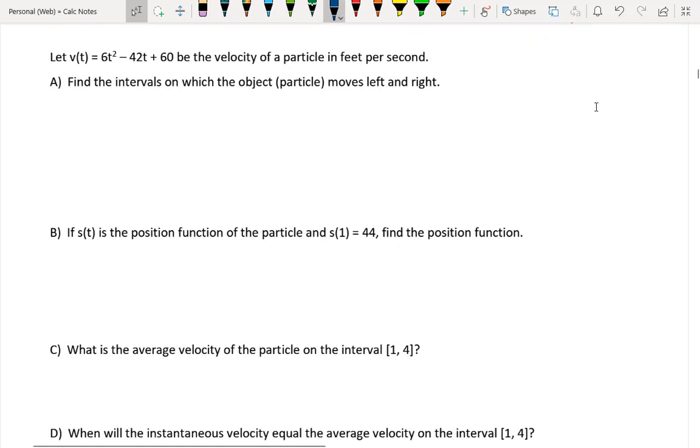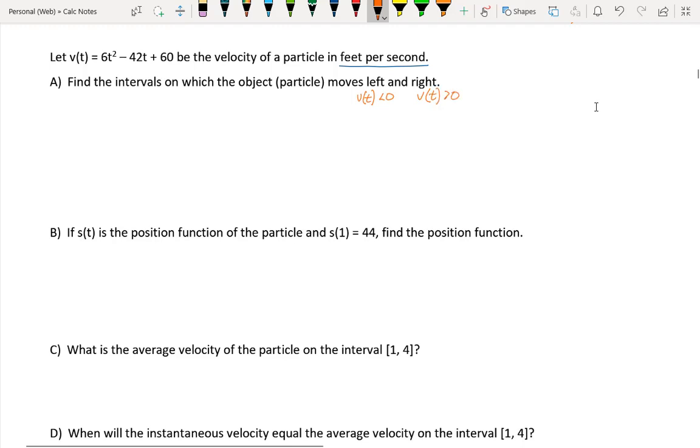So next one says v of t equals this function. Let v of t be the velocity of a particle in feet per second. So they're giving us the units here. Find the intervals on which the object moves left and right. Okay, so we just did a little bit of that in the previous example. So if I want to know when I'm moving left and right, I want to know when derivative is positive and negative. Okay, so we want to know v of t less than 0, v of t greater than 0.